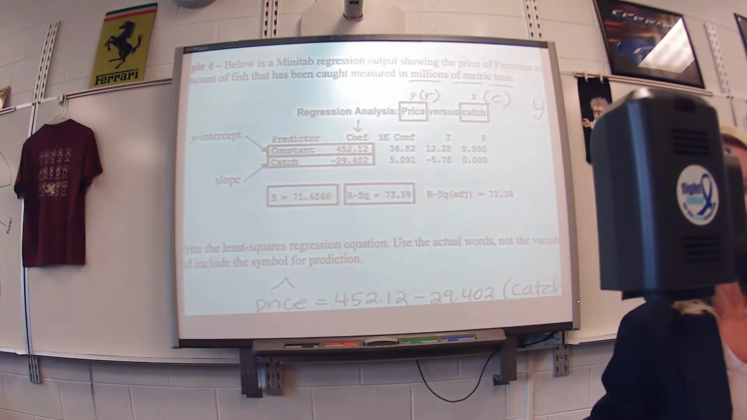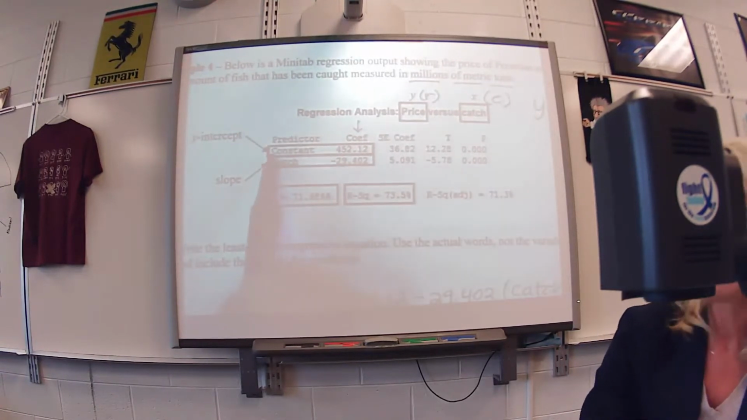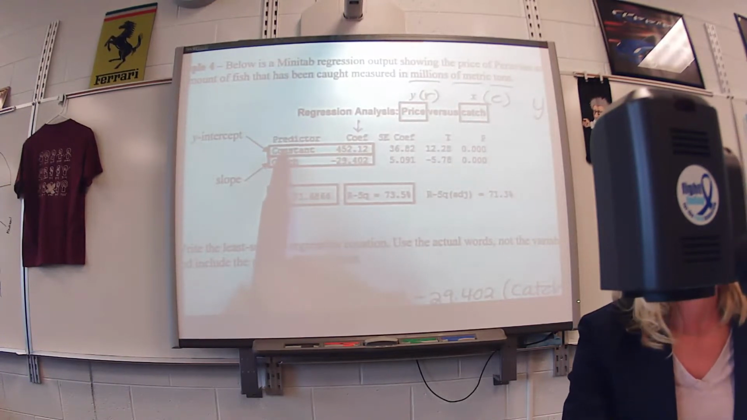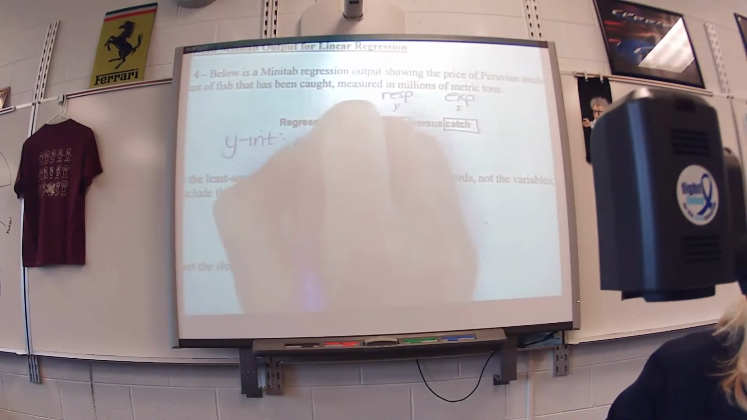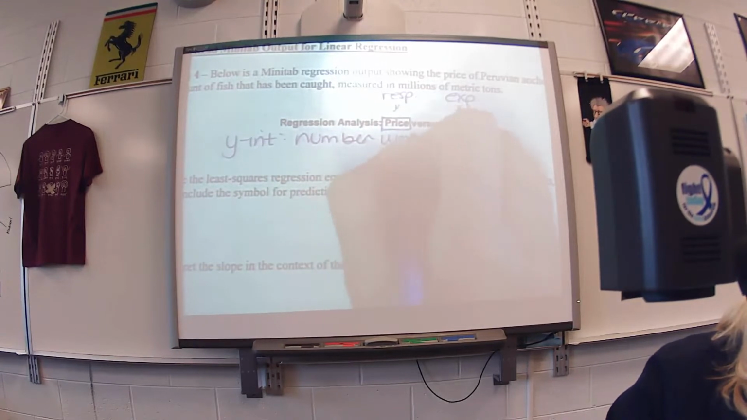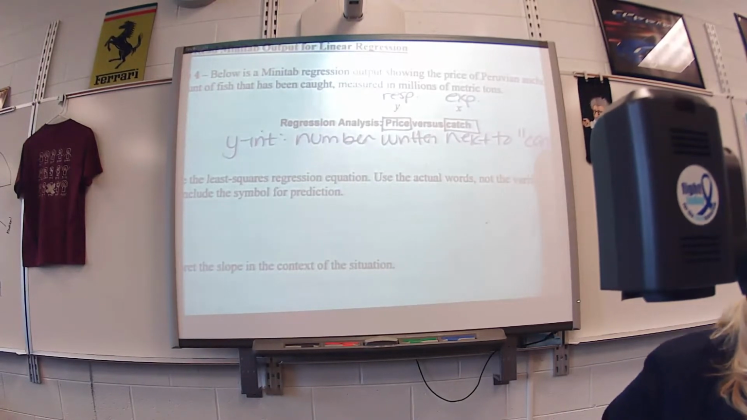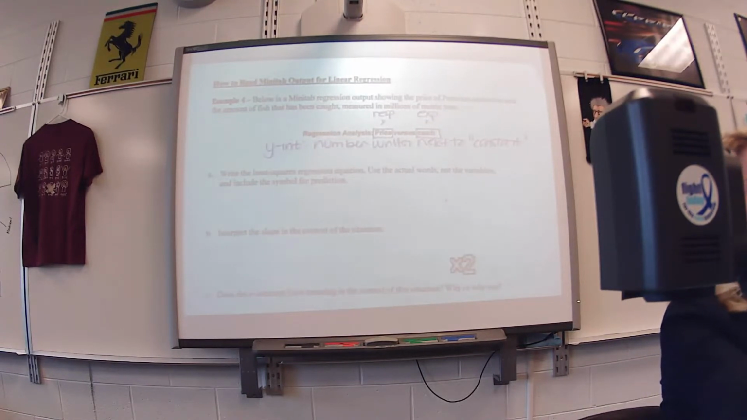In a linear equation, y equals mx plus b, your y-intercept is called a constant because it doesn't have a variable attached to it. So when you look at your printout, whatever number is written next to the word constant will be your y-intercept. When you see a Minitab printout, wherever it says constant, that number is your y-intercept.